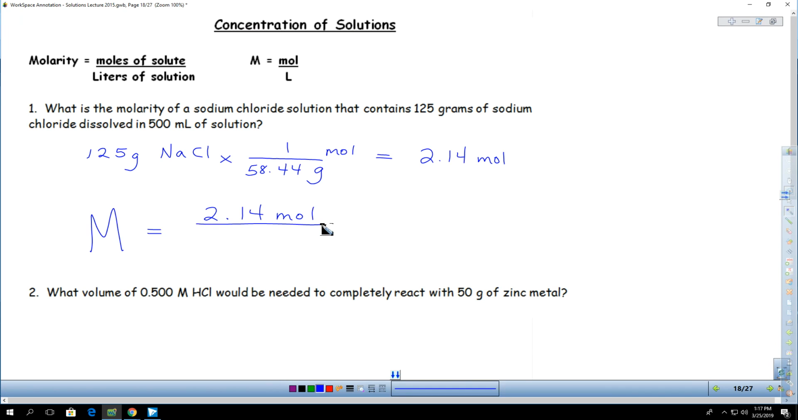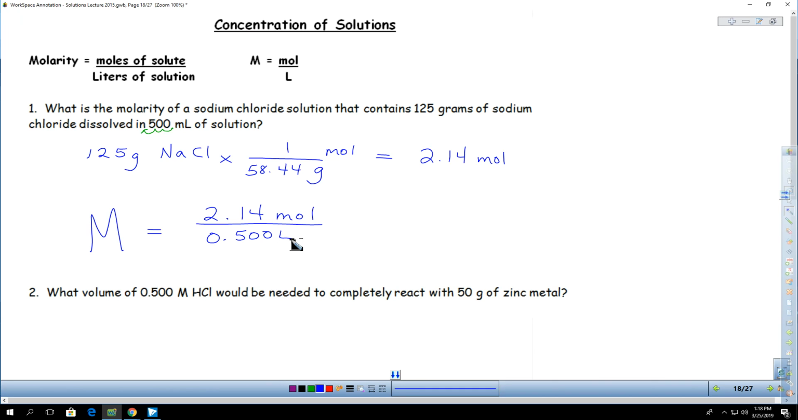But now I need to fix that volume. The volume here was given in milliliters, and I will need to switch that. I need to put that back in liters. So we'd be looking at about 0.5 liters. A liter is 1,000 milliliters, so I guess that makes sense. 500 milliliters is half a liter.